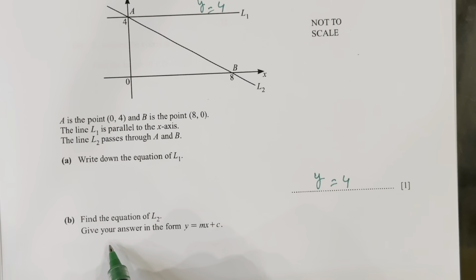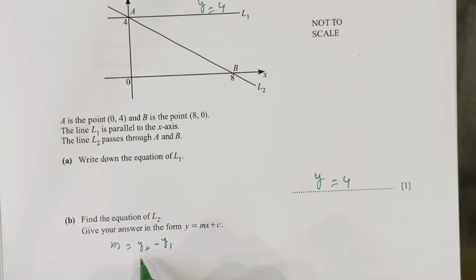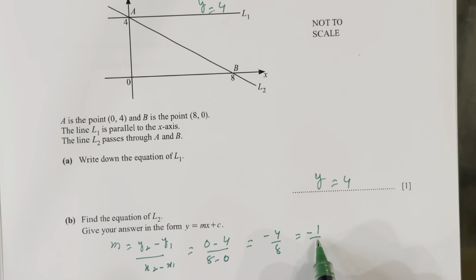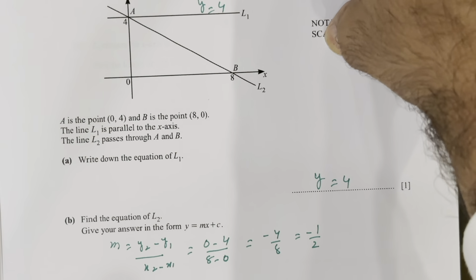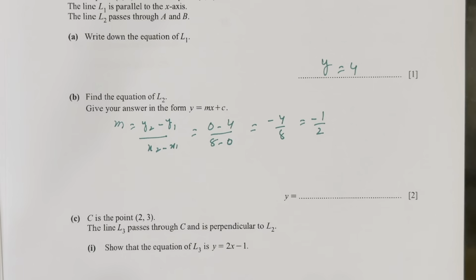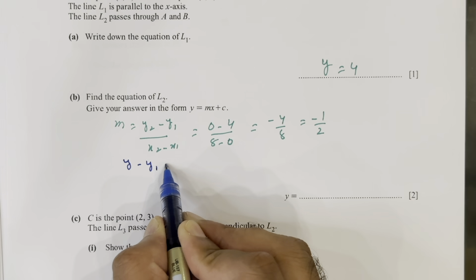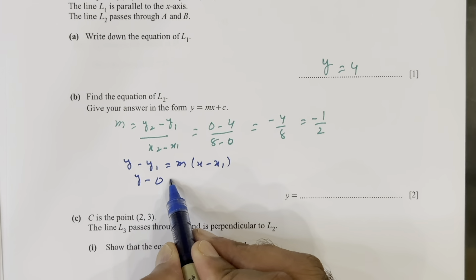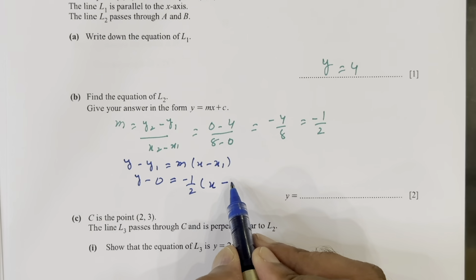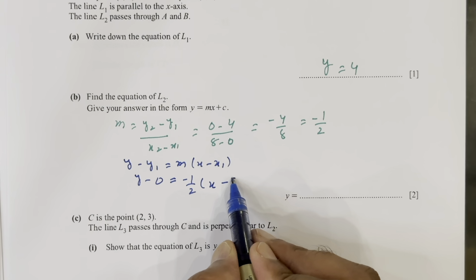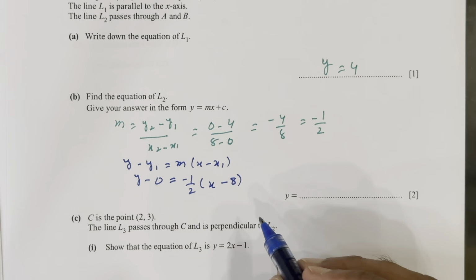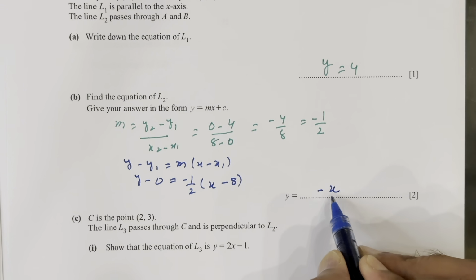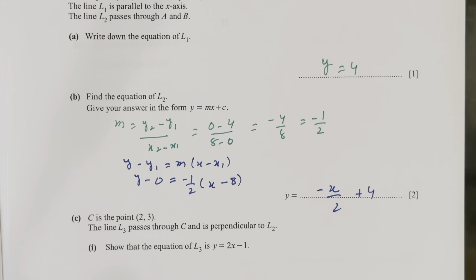Find the equation of L2. Give your answer in the form y is equal to mx plus c. So first we need to find the gradient. M is equal to (y2 minus y1) over (x2 minus x1). It would be 0 minus 4 over 8 minus 0, which is minus 4 over 8, and it would be minus 1 by 2. Now we use the point-slope form, y minus y1 is equal to m times (x minus x1), or you can use y is equal to mx plus c, whatever you find easier. Y minus 0 is equal to minus 1 by 2 times (x minus 8). So we get y is equal to minus x over 2 plus 4. So this is our answer.